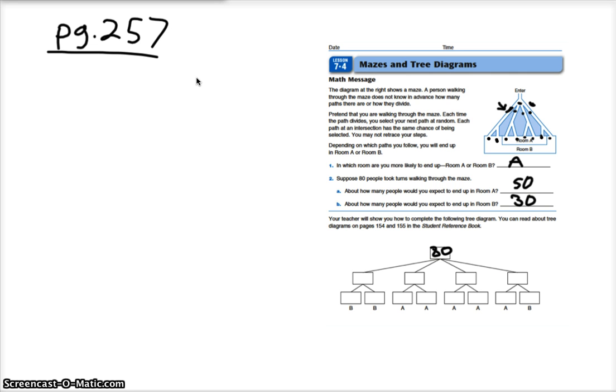Okay? So here's how we're going to complete our chart and the directions that can follow. We start out with 80 people, and we have to divide it equally in these 4 boxes. So what's 80 divided by 4? Well, I know 8 divided by 4 is 2. Just throw in another 0, and I've got 20, 20, 20, and 20. Very good.